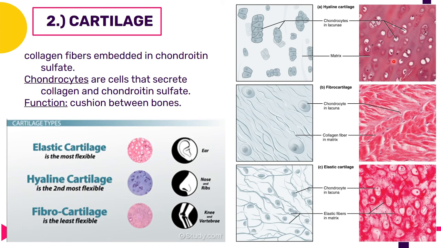As you can see, dili kayo maklaro ang mga fibers, the collagen fibers, because na-embed naman siya or na-mix na siya with the chondroitin sulfate. And now the collagen fibers and chondroitin sulfate kay gikan siya or they are produced by these cells called the chondrocytes. Okay? And the function of the cartilage, it cushion between bones. And I have mentioned earlier, it has three types. We have the hyaline cartilage, we also have the fibrocartilage, and the elastic cartilage.